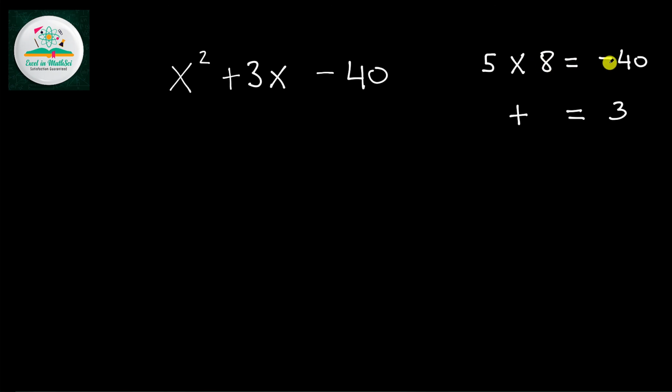Now I need to decide which one is negative and which one is positive. So I go back to my coefficient, which is a plus 3. Because that's a plus 3, the bigger number is going to be positive and the smaller number is going to be negative. So it's minus 5 plus 8, which gives me 3. That satisfies both of these conditions. So then I factorize these into two linear expressions: x minus 5, x plus 8.